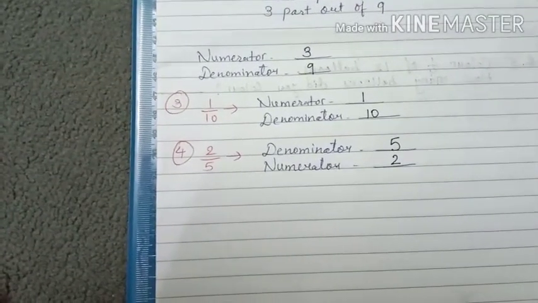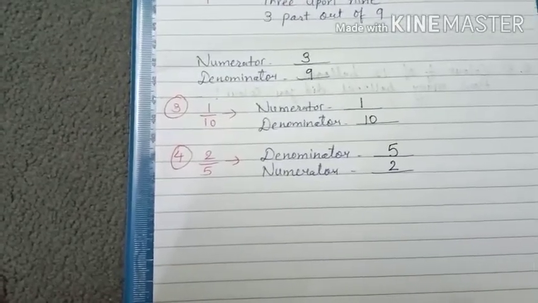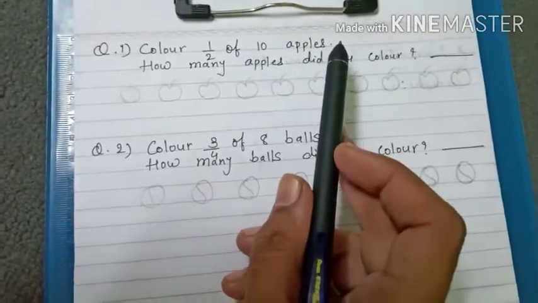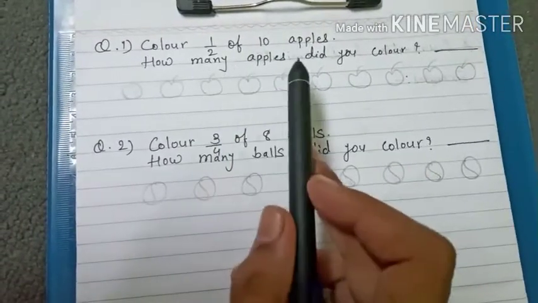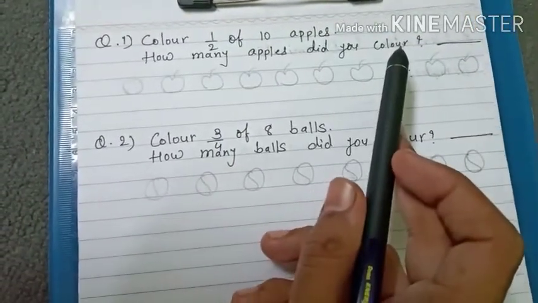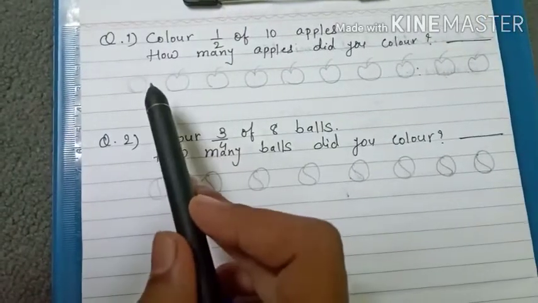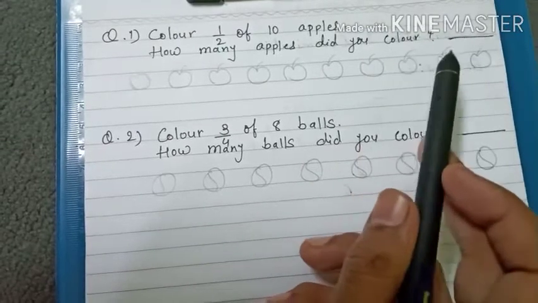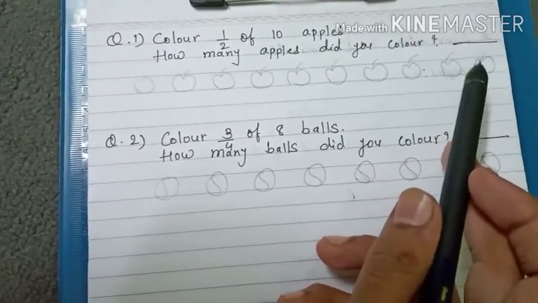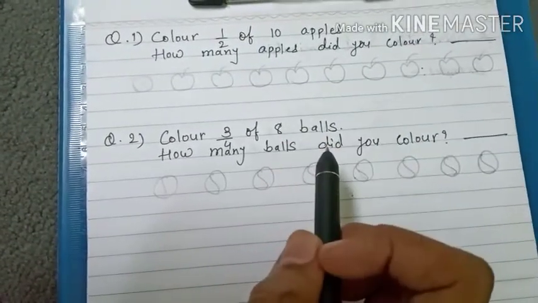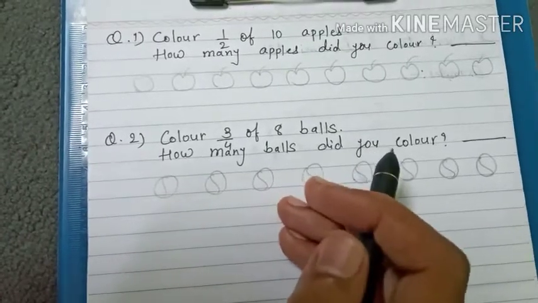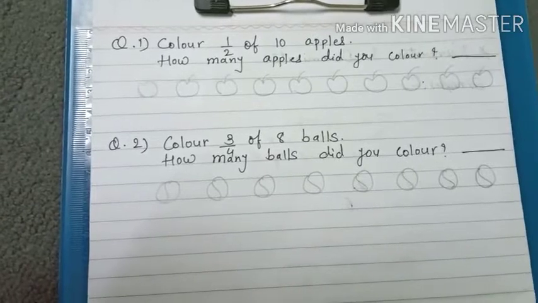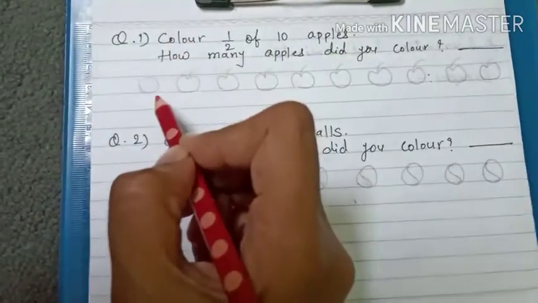Now let's start our new topic, new exercise. Our question is: color half of 10 apples. How many apples did you color? Here a total of 10 apples are given: 1, 2, 3, 4, 5, 6, 7, 8, 9, 10. So you have to color half of the apples. What is half of 10? That is 5. That means you have to color 5 apples in this way.